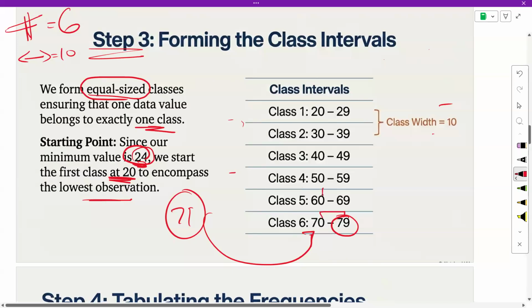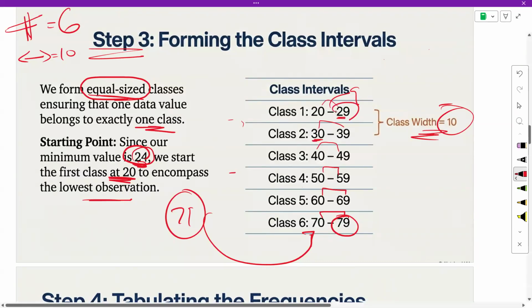And keep in mind the class width should always be equal to each other, right? It's called equal size classes. Here the difference is 9, but we write the class width as 10. It has boundaries. So take the data set like this. So this is 29, this is 30 now, right?